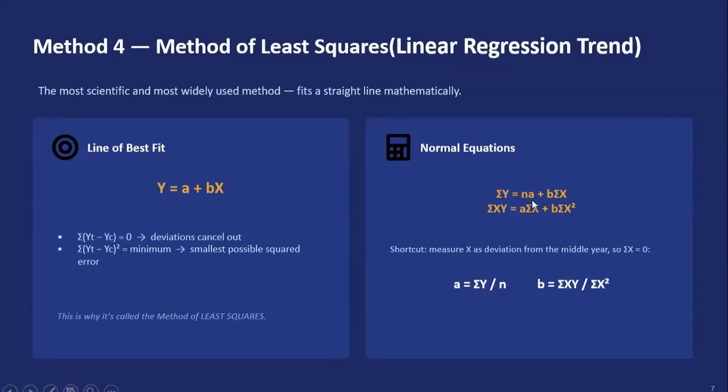To find the constants a and b, we solve these two normal equations together. Summation y equal to n times a plus b times summation x, and summation xy equal to a times summation x plus b times summation x square. There is a tip. If you assess time x as the deviation from the middle year, summation capital X becomes 0. This makes the maths much easier. So your value of a becomes summation y by small n and b becomes summation xy by summation x square.